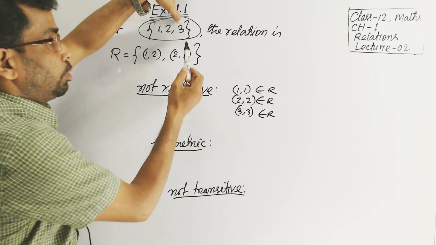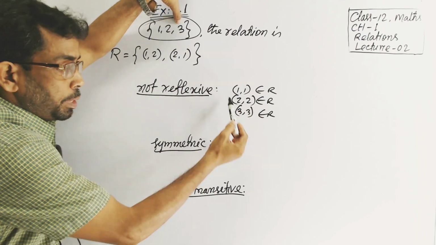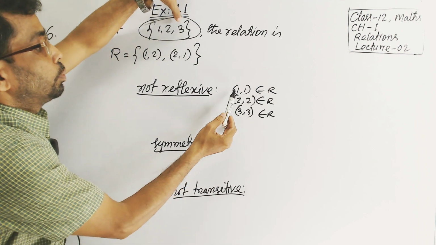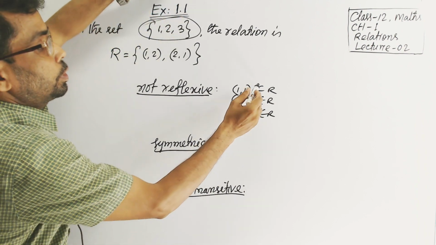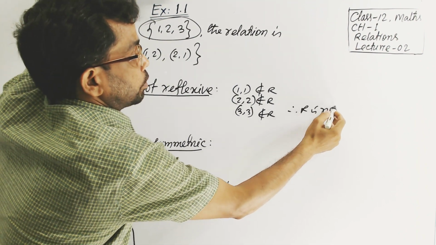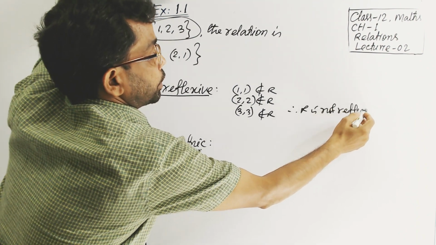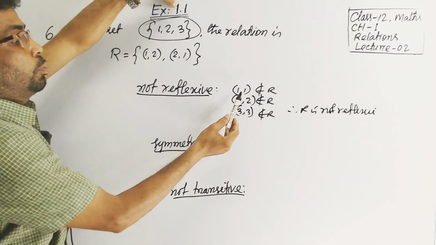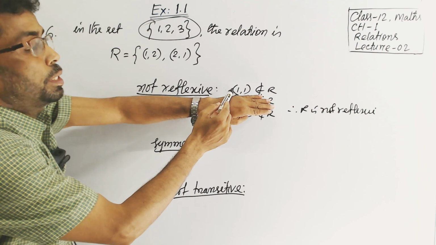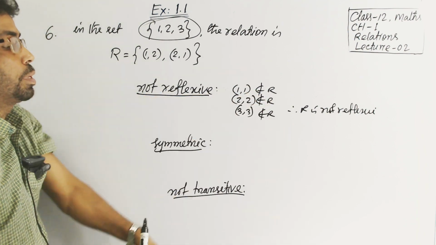If for every element the pair of identical elements is there in the relation, then we can say the relation is reflexive. But here we can see (1, 1) is not there, (2, 2) also not there, (3, 3) also not there. Therefore the relation R is not reflexive. And even if it is not there for a single element, there is no need to show it for all the pairs. Even if it is not there for a single element, we can say it is not reflexive.